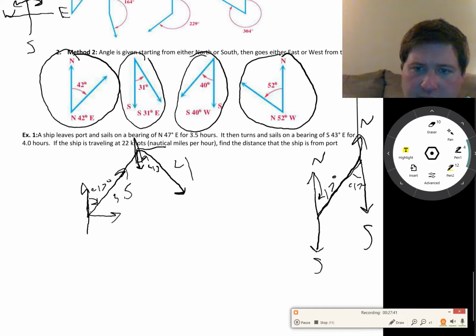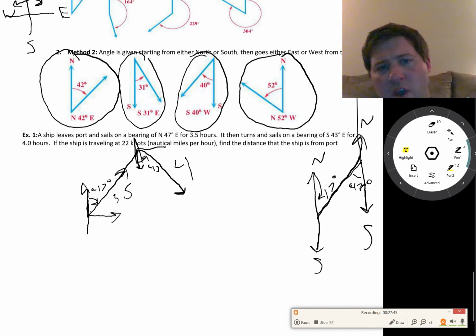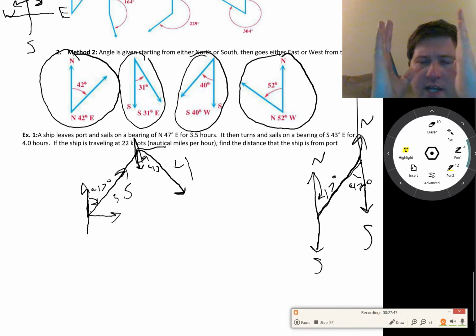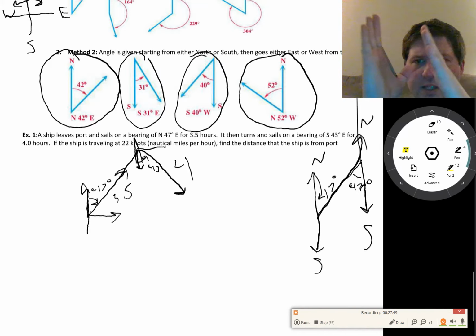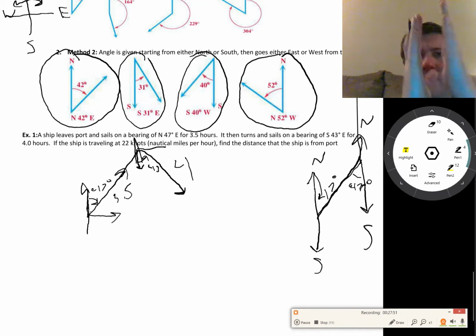And that's the only thing hard to recognize in these problems. When you're looking at these cardinal directions, north, south, west, east, they're always going to be parallel lines. You can make these parallel lines and apply your old geometry rules. What are these, alternate interior angles or some silly name? But anyway, they're 47 degrees each.